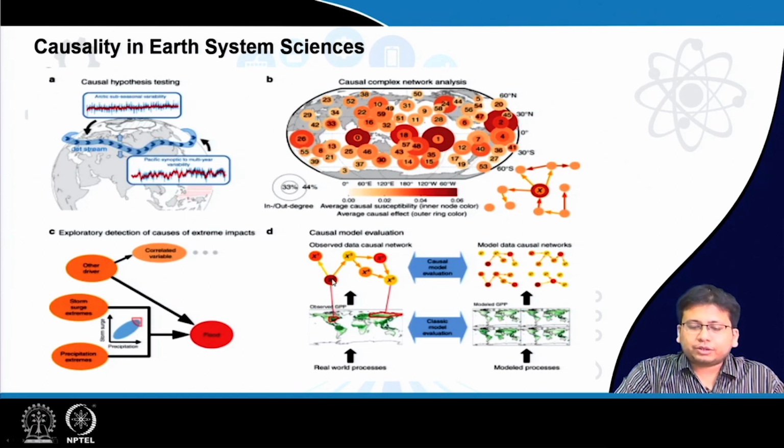The second one, the fourth one, is that of model evaluation. We have already discussed several times in the previous lectures that there are these process models which aim to simulate various earth system processes. There might be hydrological models, climate models, ocean flow models, seismic models, and so on. Now the question is how realistic are those models?